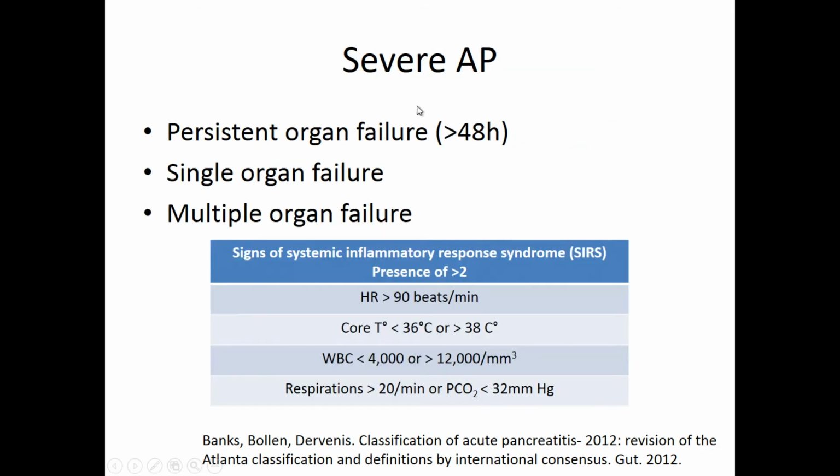And finally, the revised Atlanta classification defines severe acute pancreatitis as the presence of persistent organ failure lasting more than 48 hours. And you see here we're not including the presence of local complication or not in this diagnosis of severe acute pancreatitis. And patients with single organ failure do better than others with multi-organ failure.